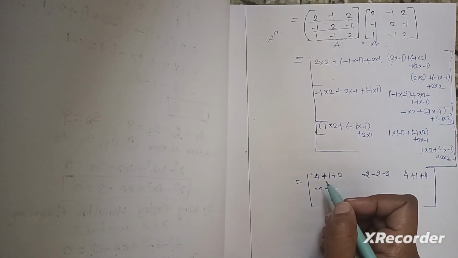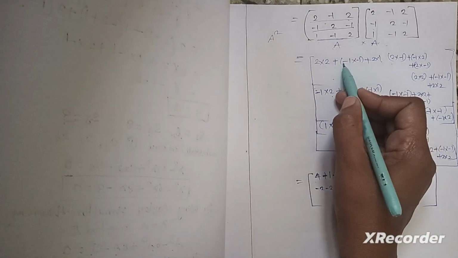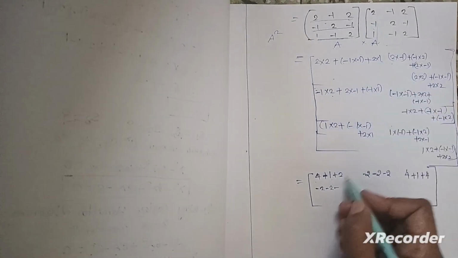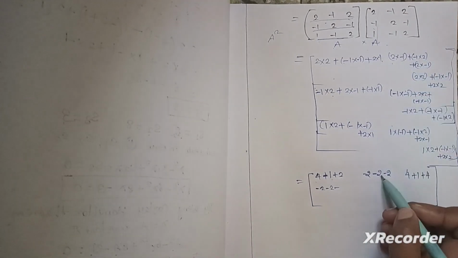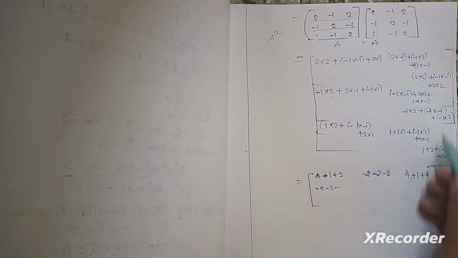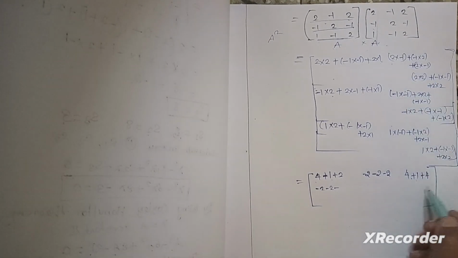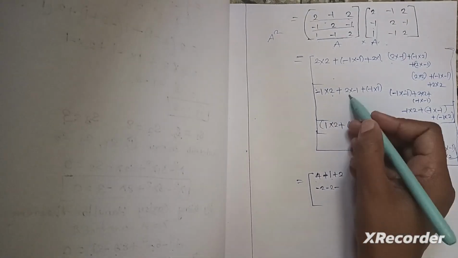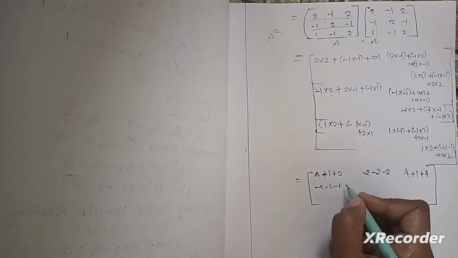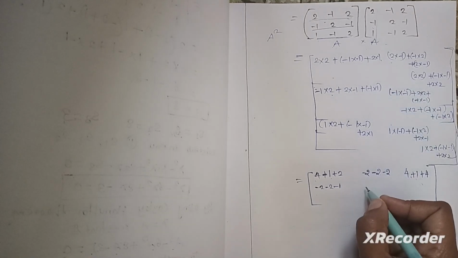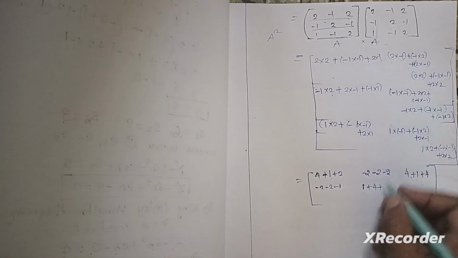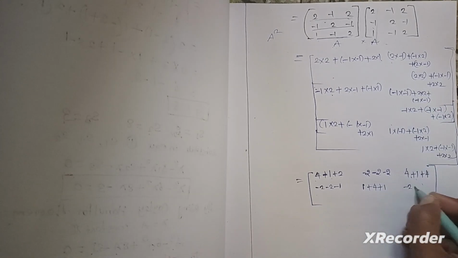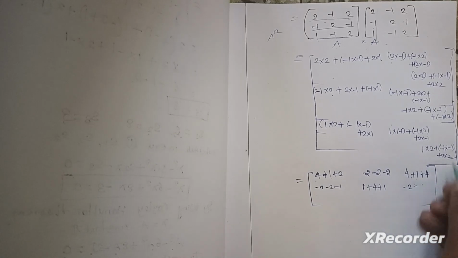Now let's see. 2 into 2 is 4, minus 1 into minus 1 is plus 1, 2 into 1 is plus 2. Next, 2 into minus 1 is minus 2, minus 1 into 2 is minus 2, 2 into minus 1 is minus 2. Next, 2 into 2 is 4 plus 1, minus 1 into minus 1 is plus 1, 2 into 2 is 4. Then minus 1 into 2 is minus 2, 2 into minus 1 is minus 2, 1 into minus 1. Next, 1 into minus 1 into minus 1 plus 1 plus 2 into 2 is 4 plus 1. Next minus 2, plus 1, sorry, plus 1, yes, plus 1. Next minus 2.